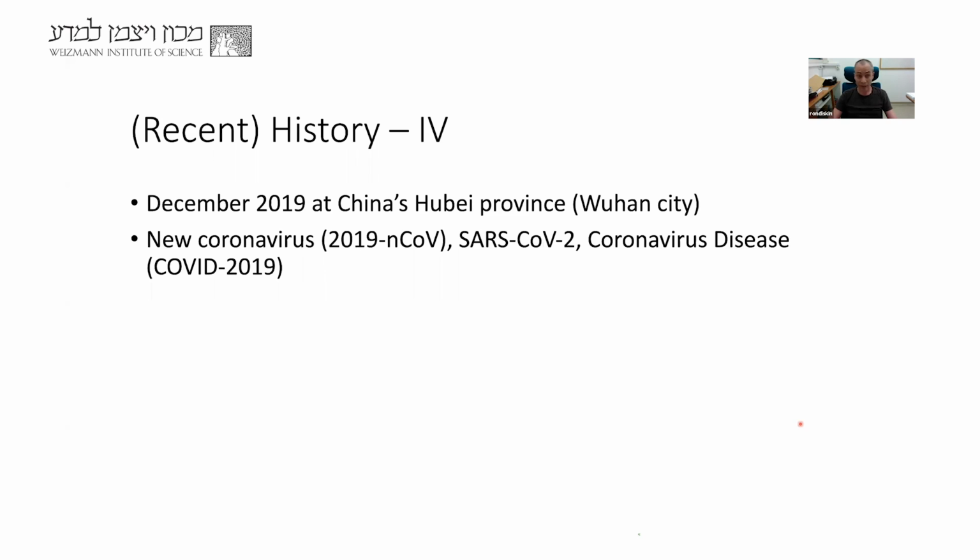And in more recent history, in December 2019, in the Hubei province in China, a new coronavirus emerged, and it got different names. At first, it was known as the 2019 new coronavirus. Now we call it the SARS coronavirus 2, and we call it that because it's really similar to the previous SARS coronavirus that emerged in the early 2000s.